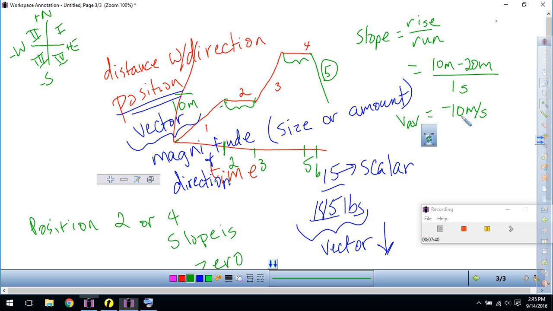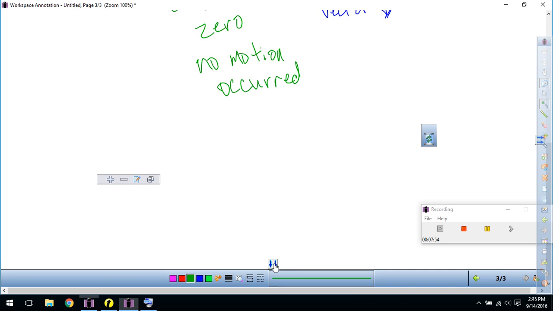And all that means is that it's moving at a constant speed of 10 meters per second in the negative direction. So if the positive direction was to the right, it's moving to the left. Okay? That's all that means. Not a big deal. All right, let's look at the second graph that she gave y'all.